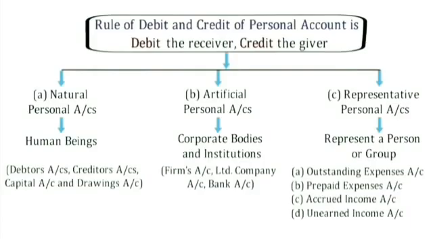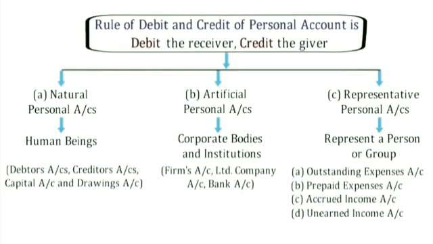Now as we were discussing, personal accounts can be human beings, that is persons, it can be companies, it can be institutions. Let's find out the types. Number 1, natural person, number 2, artificial person, and number 3, representative personal account. Natural persons are normal human beings. Artificial persons can be banks, financial institutions, companies, etc.